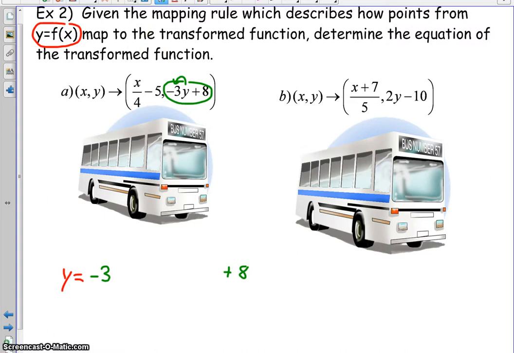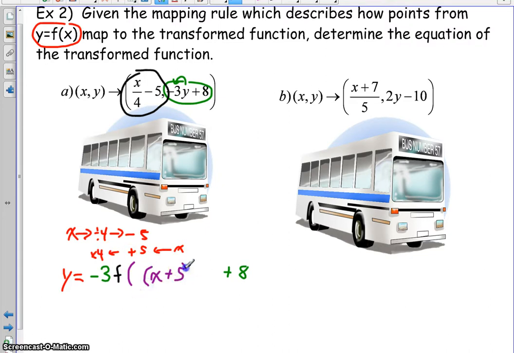Okay, what we need to look at is what's happening inside, what's happening to x. So we have x divided by 4 minus 5. Remember that to go from the function to the mapping rule, we had to take the inverse. So to go the other way, mapping rule to function, we have to take the inverse of that. Looking at what happened to x here, it's x divided by 4 in the mapping rule, and then minus 5. So for the inverse, we go plus 5 first, and then multiply by 4. So inside my function here, I'm going to wind up with x plus 5, and then multiply it by 4.